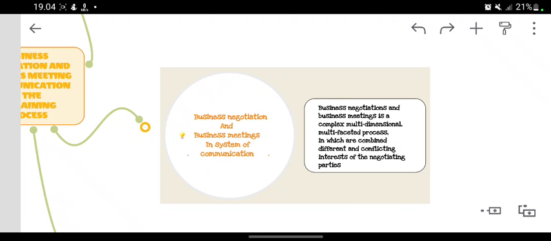The process of participation and communications. The effectiveness of negotiation depends on how the parties understand each other, what information is available about each other and produced in the bargaining process, how they are able to understand each other's motives, and how they are able to submit proposals, arguments, and to convince the other side. That's about business negotiations and business meetings in system of communication.